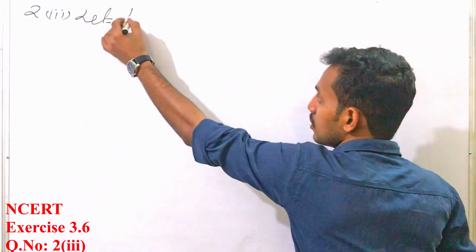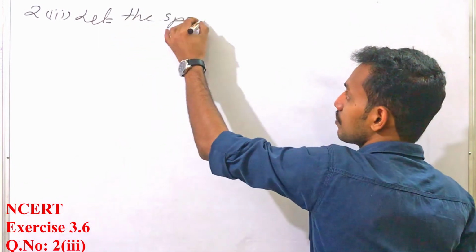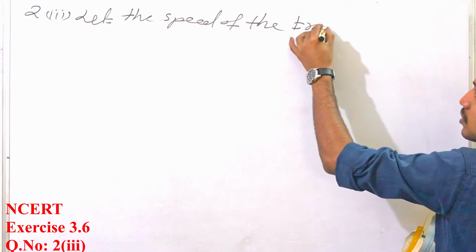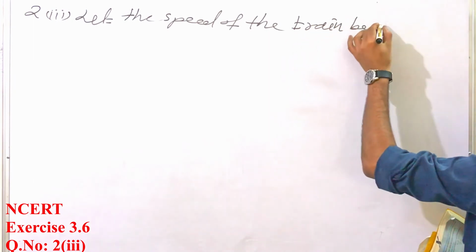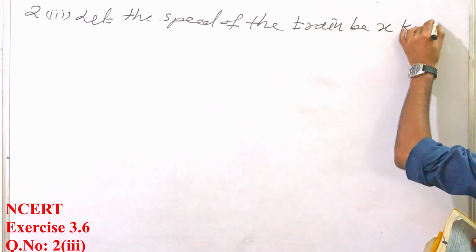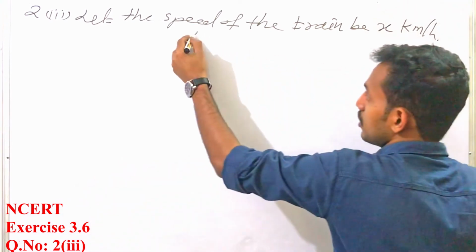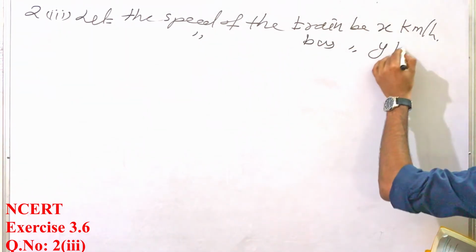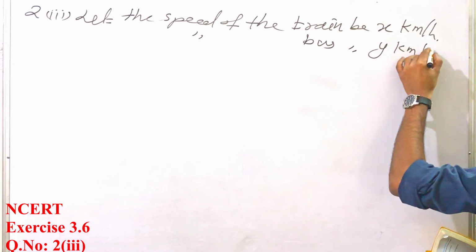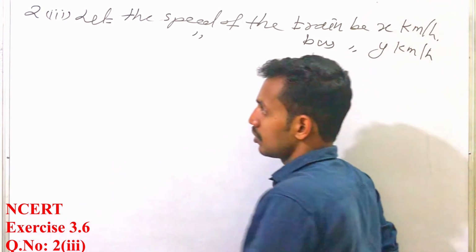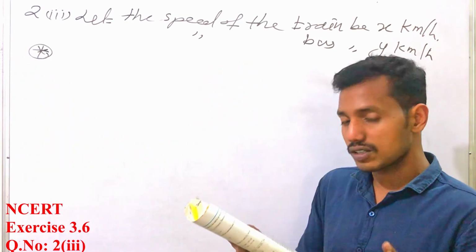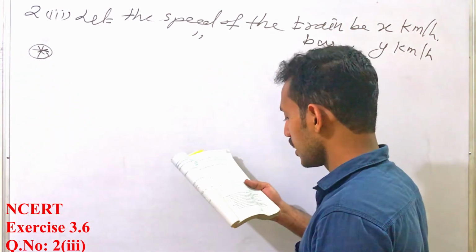So, let the speed of the train be x kilometer per hour. Similarly, the speed of the bus be y kilometer per hour. Now come to the first situation. What is that? The total distance is 300 km. She takes 4 hours.